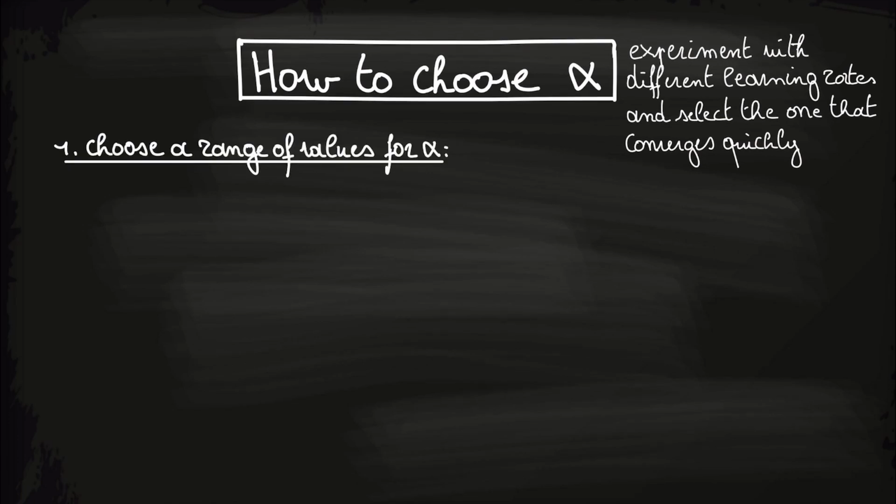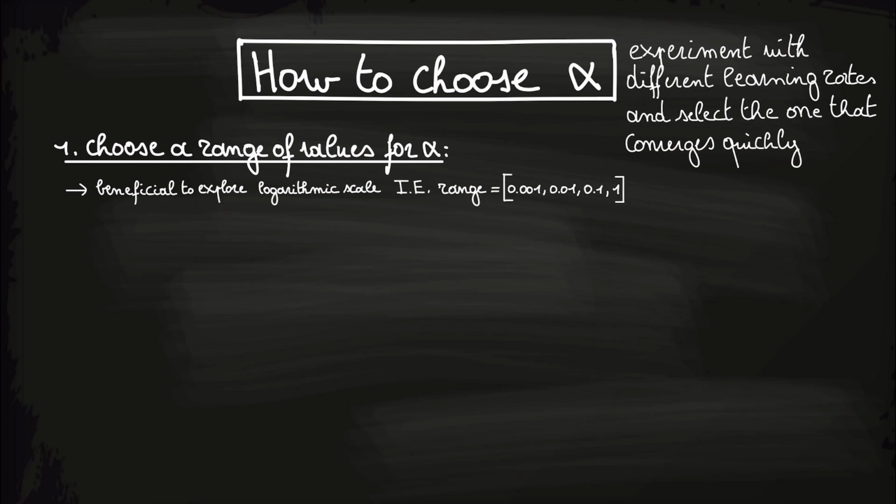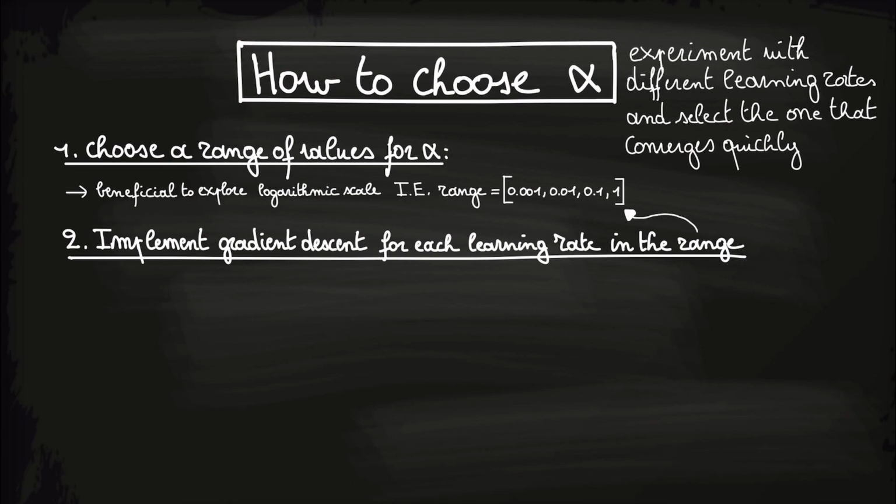Start with a range of learning rates. It's often beneficial to explore a logarithmic scale since it can provide a good range for exploration. For example, 0.001, 0.01, 0.1, and 1. Next, implement the gradient descent algorithm for linear regression using each learning rate in your range. Choose a maximum amount of iterations you want to perform and run gradient descent. After each iteration, record the value of the cost function.